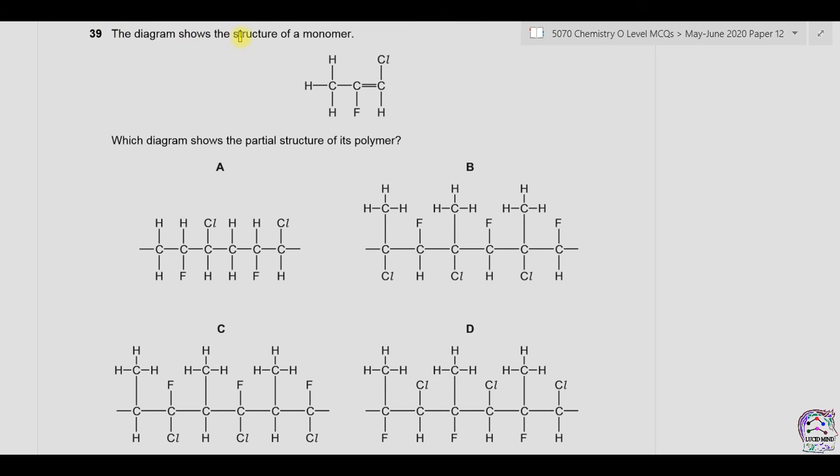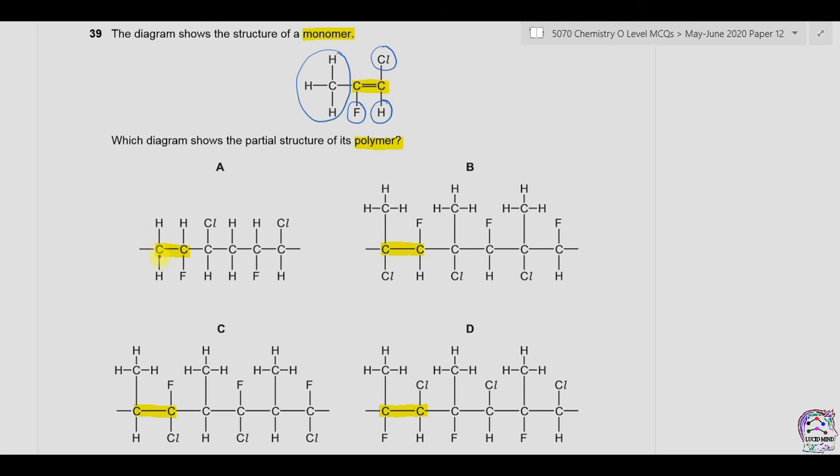Question 39. The diagram shows the structure of a monomer. We have this monomer. Which diagram shows the partial structure of its polymer? Now in this monomer we can see that there is a double bond present, so it can do addition polymerization. Now the groups attached to the first carbon atom are CH3 and fluorine, and the groups attached to the second carbon atom are Cl and hydrogen. In the formation of polymer, the double bond is converted into a single bond as it is addition polymerization. So we can see there are single bonds in A, B, C and D.